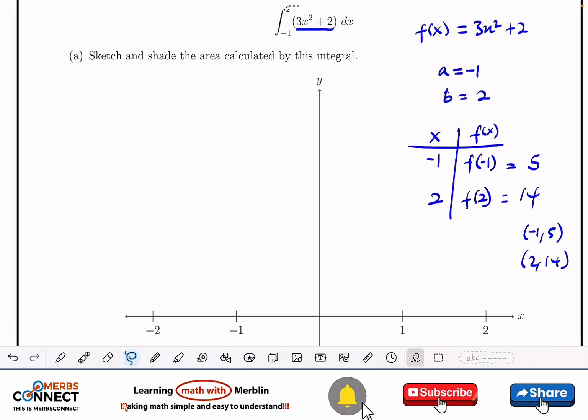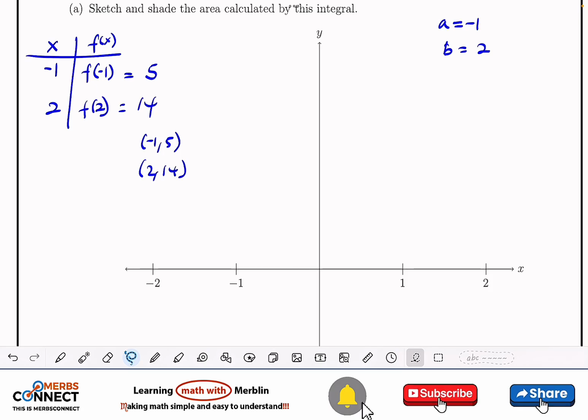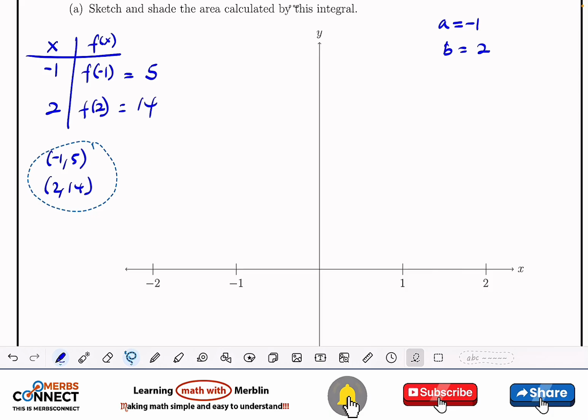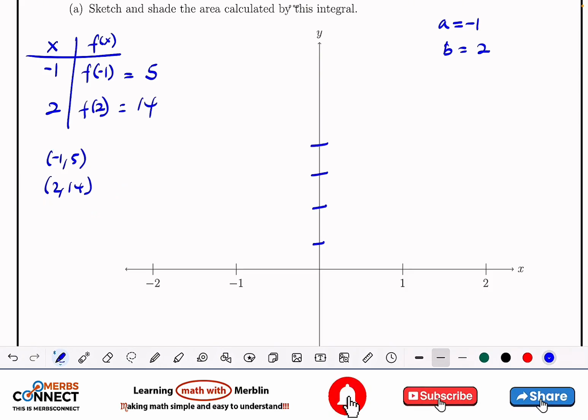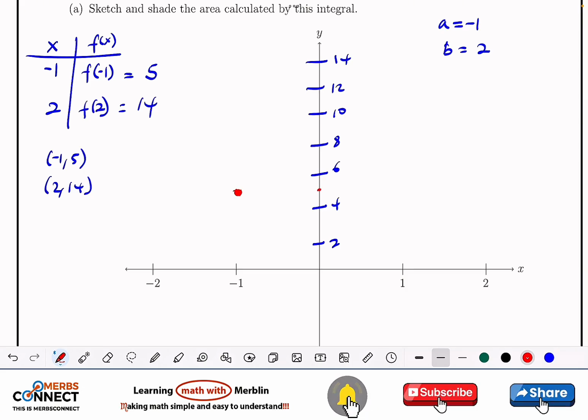So let's try and sketch it on the graph, right? Let me move my table to this right corner here. Let's look at the points. We have negative 1 and 5. Let me assume that I have 2, 4, 6, 8, 10, 12, 14. So I have negative 1, which goes with 5. So let's assume that here is 5. My point will be somewhere here. Good.